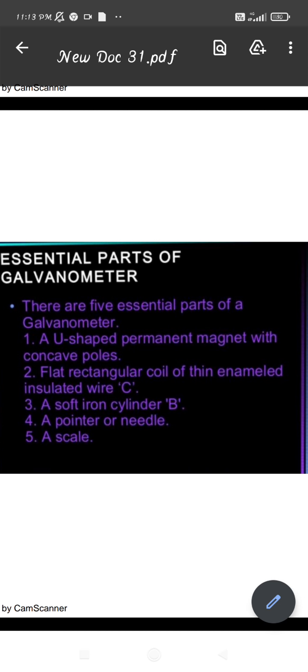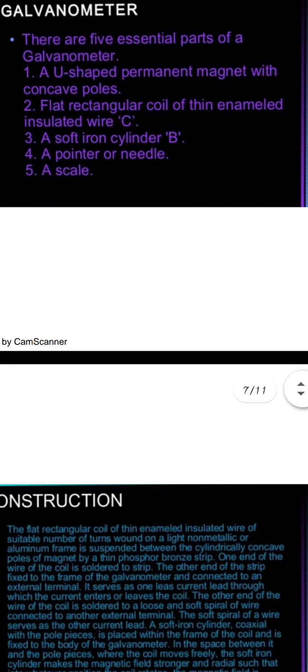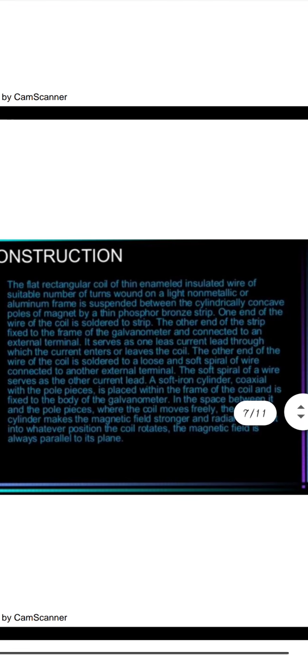A soft iron cylinder will be used, and a pointer will be used, which will rotate and show the measurement of the current, and a scale will also be used which will show the value of the current. These are the parts of the construction. You can see in the figure that we will be using an insulated wire in a rectangular coil form. We will take n turns, and it will be suspended between the cylindrical concave poles.